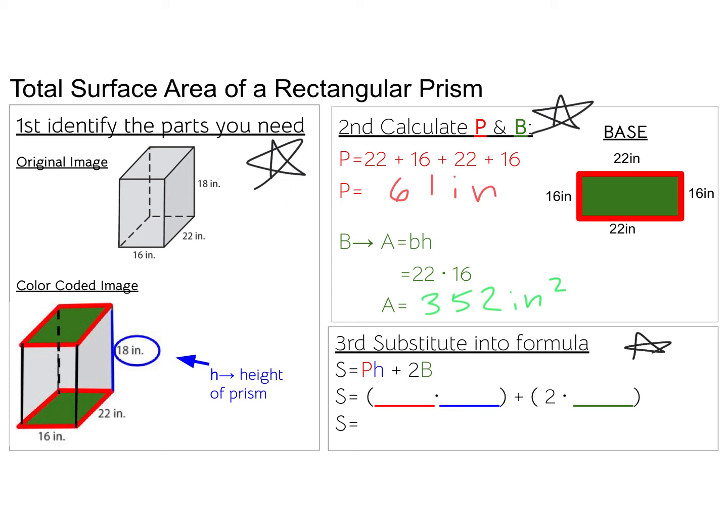Next, we are going to substitute all of the information we have in the formula. So I'm going to put in 61 for the perimeter of the base, 18 for the height of the prism, and then I'm going to plug in 352 for the area of the base, and then I'm going to put that in my calculator. Once I put it in my calculator, as I wrote it down, I'm going to get a total surface area of 783 square inches.